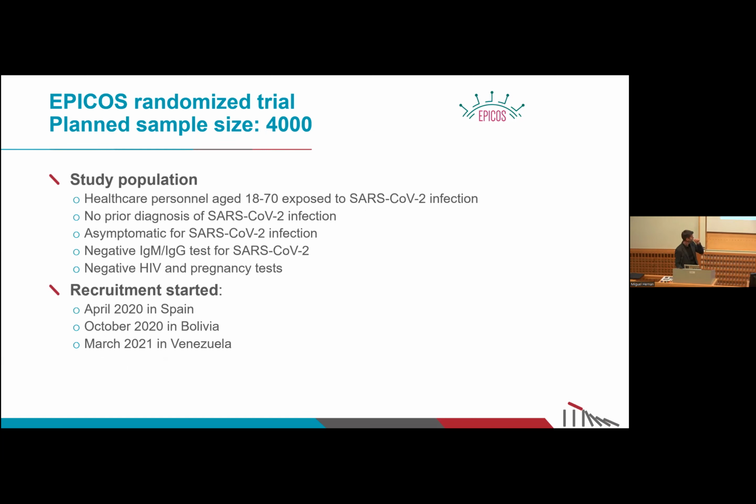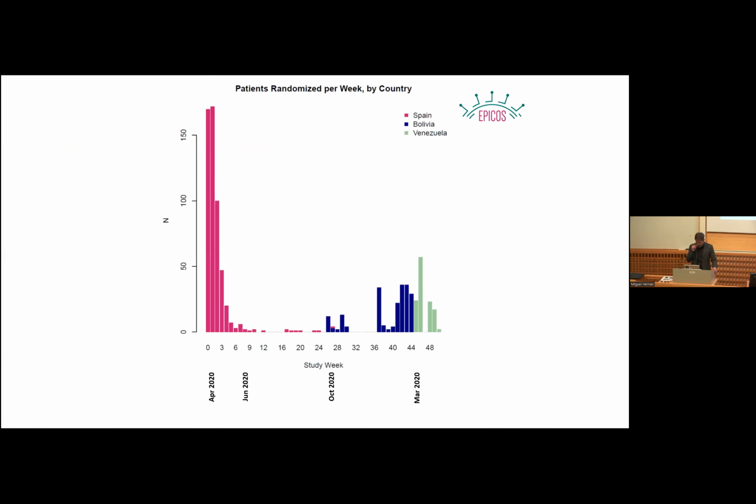It started in April in Spain, in October in Bolivia, and in March in Venezuela. And this figure shows you the recruitment. The recruitment for the trial in Spain in April, that's the pink columns, it was great when it started, and then it died because of hydroxychloroquine. Who wants to be in a trial of hydroxychloroquine, right? Our colleagues in Latin America did a little bit better, but it was very hard to convince people to be part of this trial. And then the vaccines came and healthcare workers were being vaccinated.